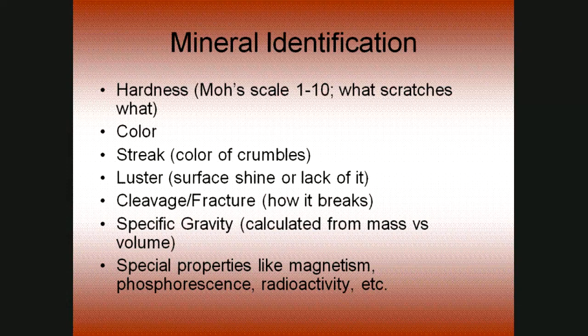Cleavage and fracture refers to how it breaks. We sometimes talk about specific gravity, which is very similar to density. It's calculated the same way, that is, mass divided by volume. And there are special properties that help us with certain minerals because some of them, the iron bearing ones, for example, are magnetic. Magnetite is magnetic. Others can be attracted to a magnet if they have iron in them.